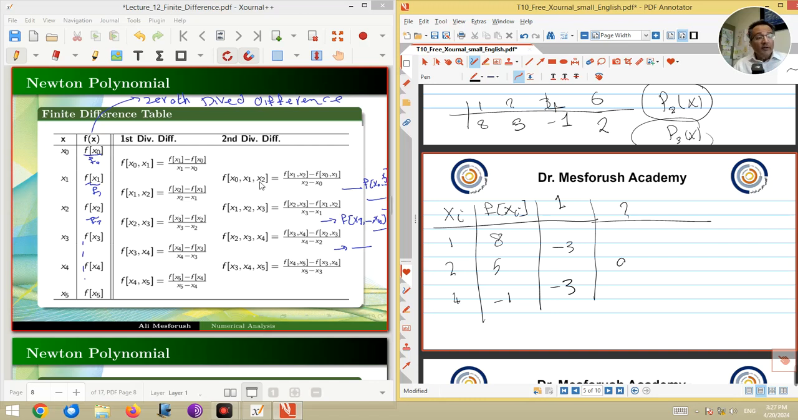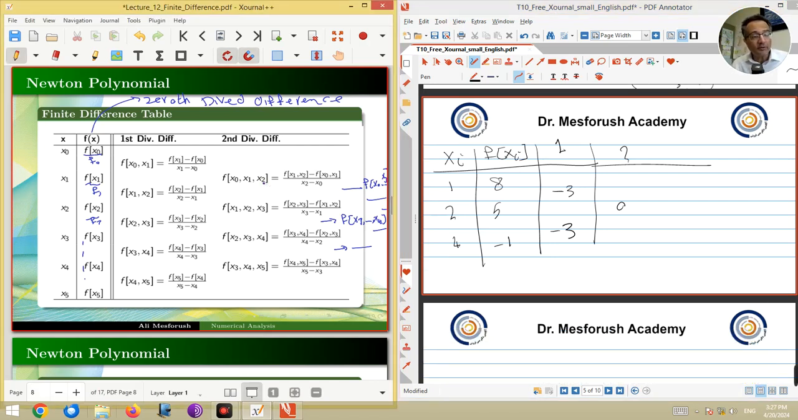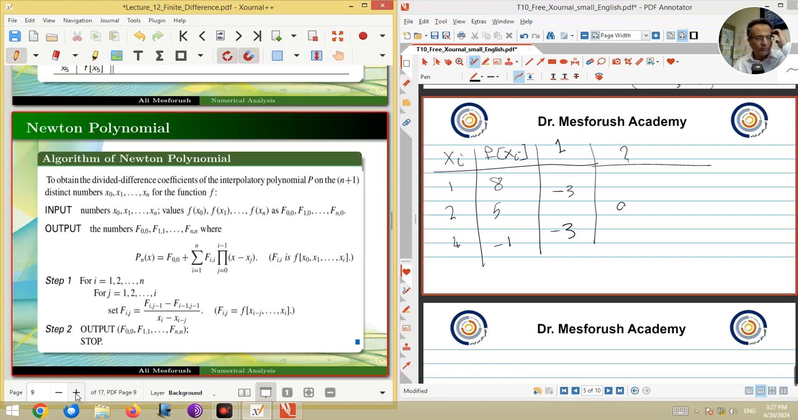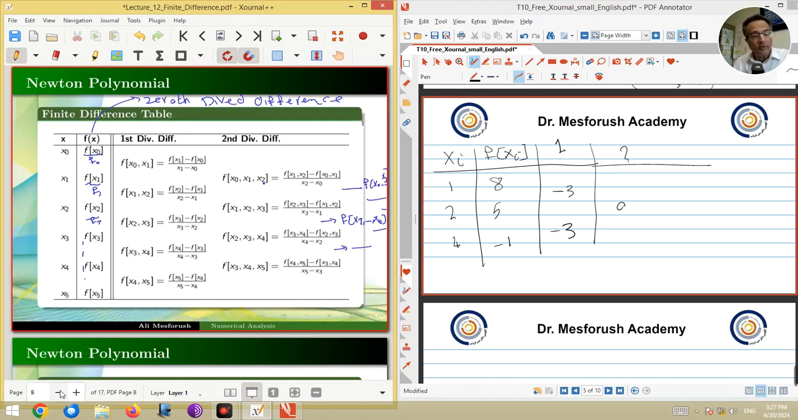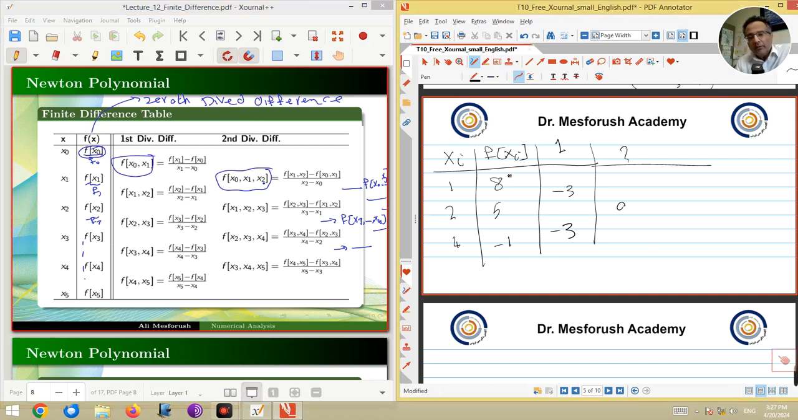Now, the important note is how can we use this table to compute the interpolating polynomial. You have to consider the header of each column. For example, this one is the header of the first column, this one is the header of the second column, this one is the header of the third column, and so on.